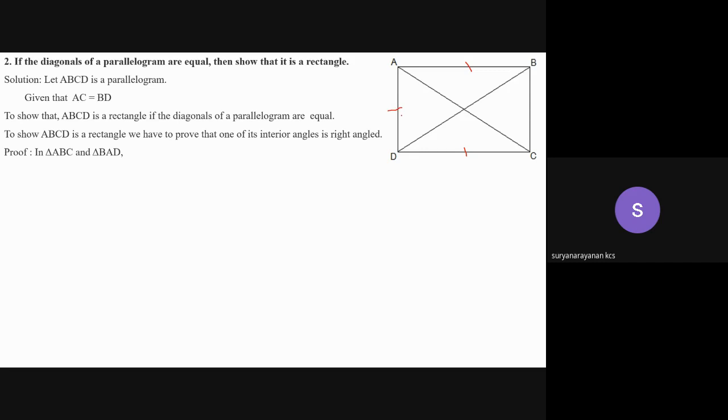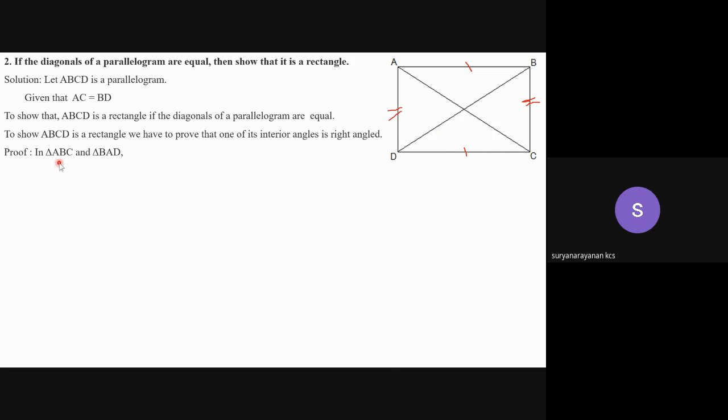Similarly, AD is equal to BC. Yes or no? What is the reason? Same reason. These two sides are opposite sides of this parallelogram. AB and CD are opposite sides of this parallelogram, so they are parallel and also equal. Similarly, BC and AD are also a pair of opposite sides of this parallelogram, so they are parallel and also equal. And any more parts in these two triangles?